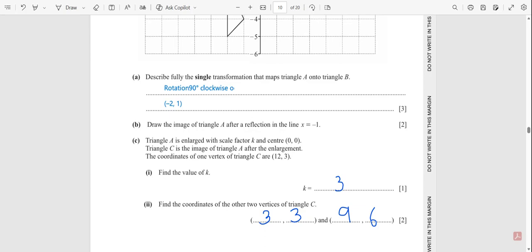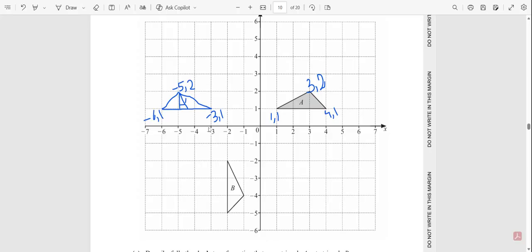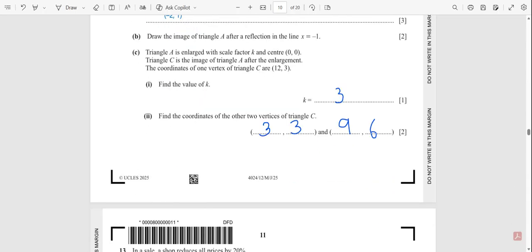Draw the image of the triangle after a reflection in the line x is equal to minus 1. This is the image of the triangle after the reflection about the line x is equal to minus 1. We get these coordinates A dash.